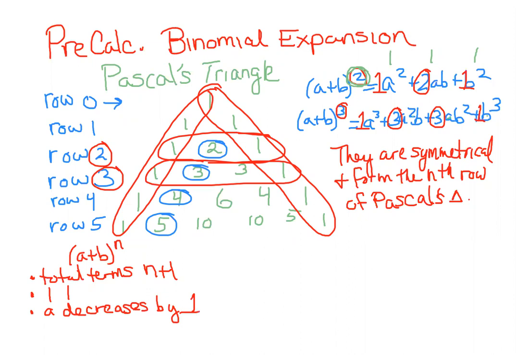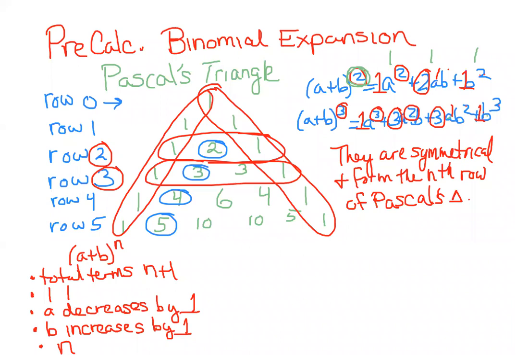So let's look up here. We've got a squared, a to the 1, a to the 0. A cubed, a squared, a to the 1, a to the 0. Goes down by 1, and the exponent of b increases by 1 from left to right. So same thing. Look at the exponent of b: b to the 0, b to the 1, b squared, and b to the 0, b to the 1, b squared, b cubed. The exponent of b goes up, and the sum of the exponents is always n.